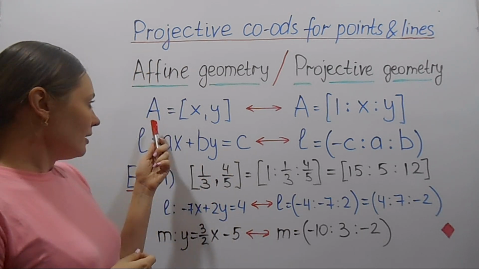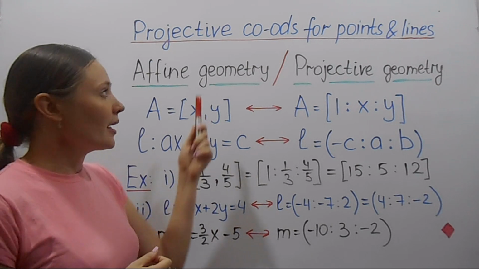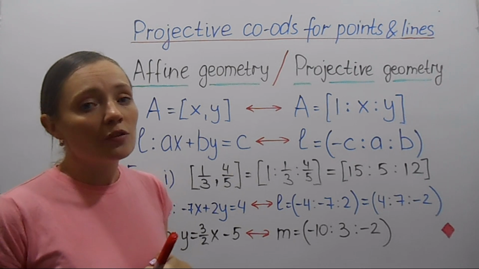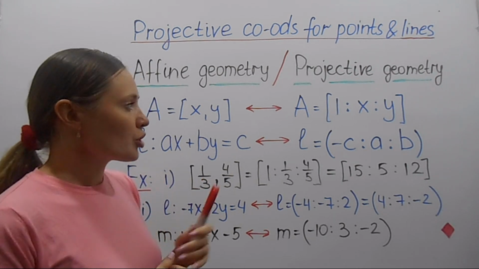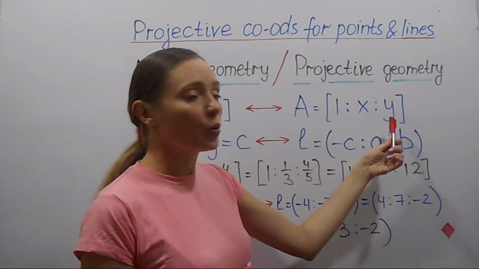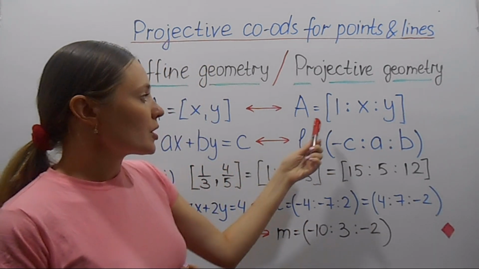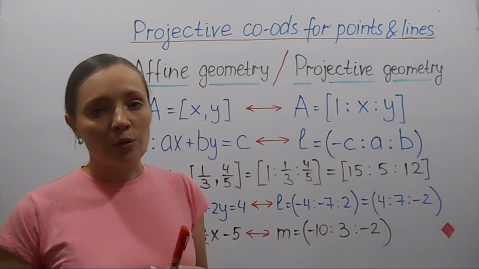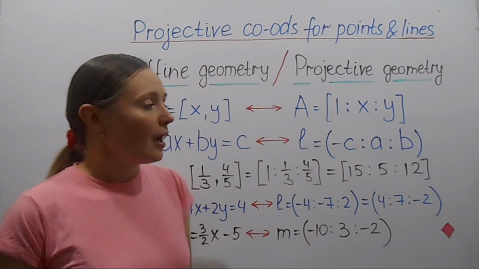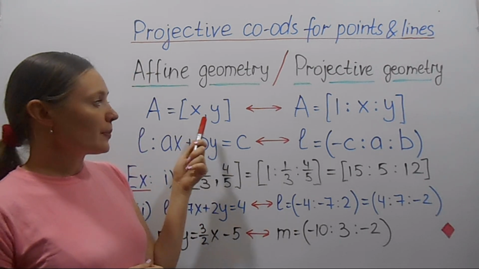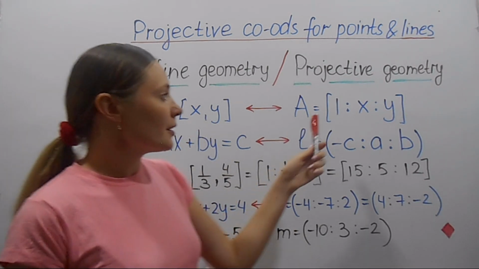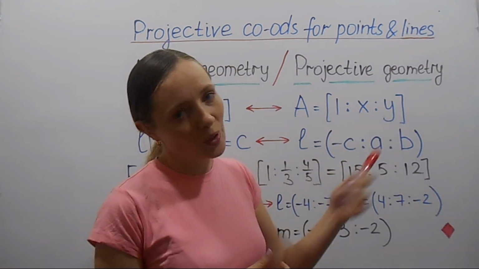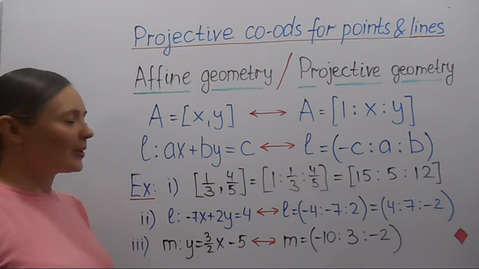If we have a point A, which is (x, y) in affine geometry, we can rewrite it as a projective point by considering a proportion 1 to x to y, enclosed in square brackets. And the square brackets are still alerting us that we have a point. But instead of having two numbers separated by a comma, we have three numbers forming a proportion 1 to x to y.